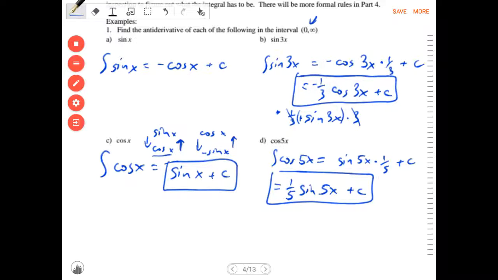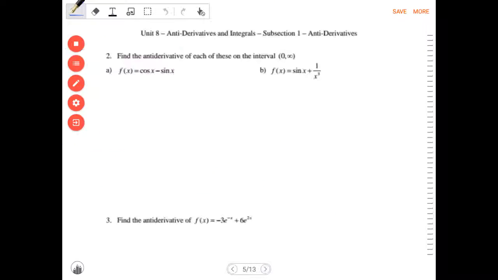Okay, if I take the derivative of this, 1/5 derivative of sine is cos, so 1/5 cos 5x, and then the 5x chain rules out a 5, and then the 5 and the 1/5 cancel. So we end up with the cos 5x. Great. Don't worry, we'll get the hang of it. It's not a problem.